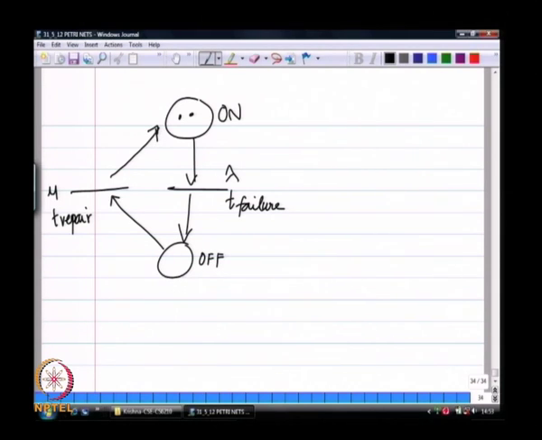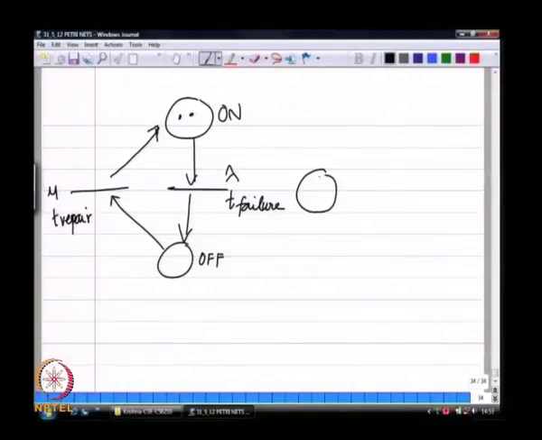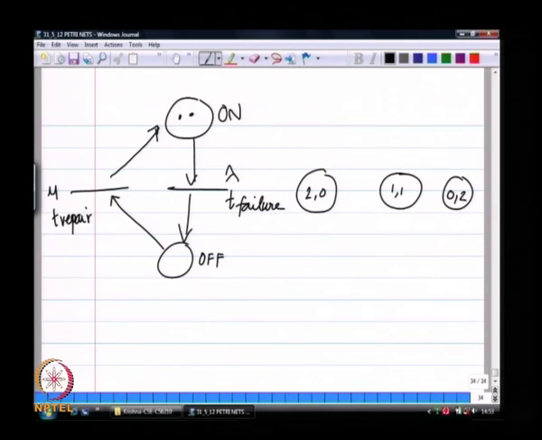For this particular system, what will be the corresponding CTMC? What are the possible states for this system? We saw that before, 3 states are possible: 2 comma 0, 1 comma 1, and 0 comma 2. If you want to find the fraction of time both machines are operational, I simply need the steady state probability of being in this state, and the fraction of time both are down is the steady state probability of being in this state. So from here to here, what will be the rate of moving?